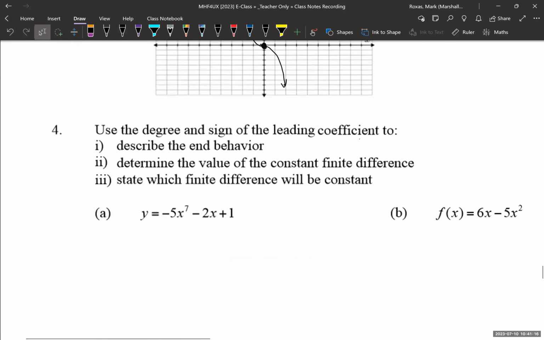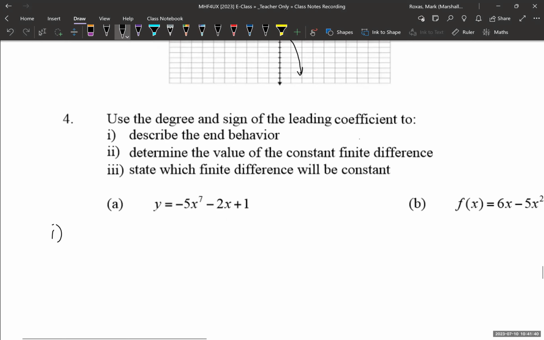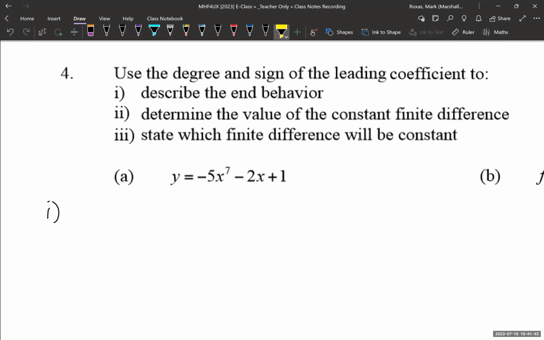All right. Question example 4. Use the degree and sign of the leading coefficient to describe the end behavior. Determine the value of the constant finite difference and state which finite differences will be constant. So number 1, part A. y equals negative 5x to the power 7 minus 2x plus 1. So you want to make sure your polynomial is in order of degree, just to make sure you understand that that term is the one that indicates to us a lot of the information we need.